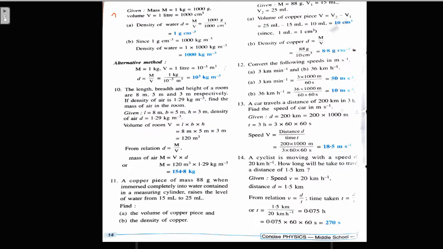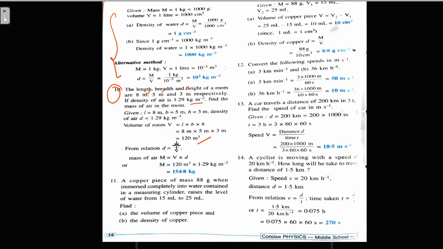Now we will move on to the 10th. The length, breadth and height of a room are given, and we need the density. First we will find the volume of the room. All units are the same, meter, meter, meter, so we find the volume this way, and the density is in kg per meter cube, so here also there is not any problem.